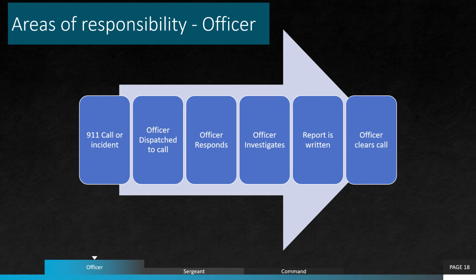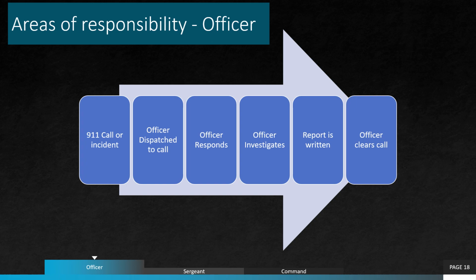So the officer is going to be dispatched to that call. The officer will respond. They're going to have to make decisions. Does that warrant an emergent response with lights and sirens? Is it more of a covert response? Or is this, we'll get to it in the priority of the other calls that are pending. So ultimately, they're going to get there. They're going to investigate whatever the scenario is.